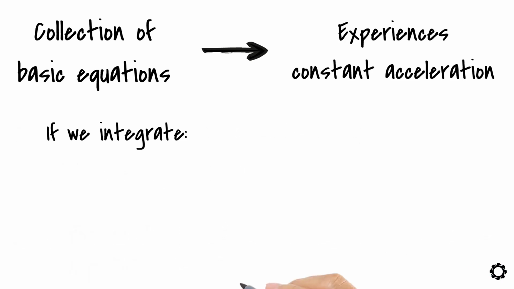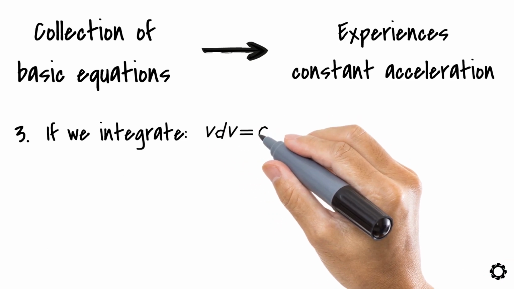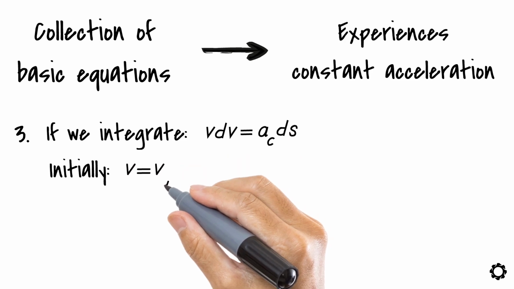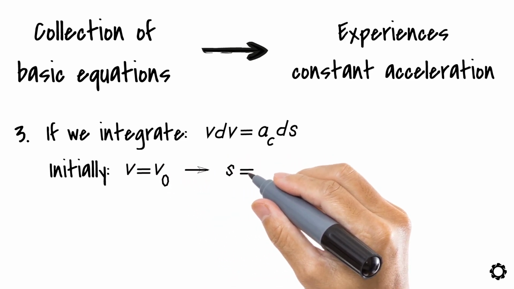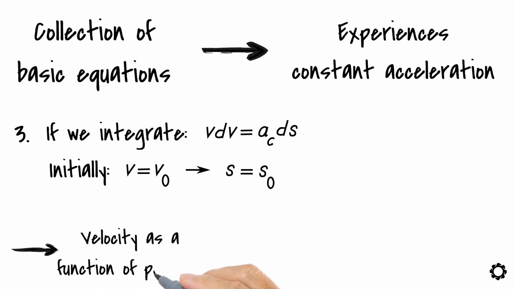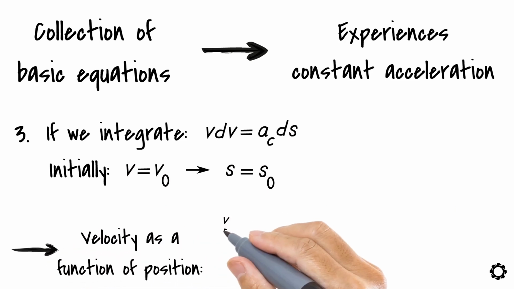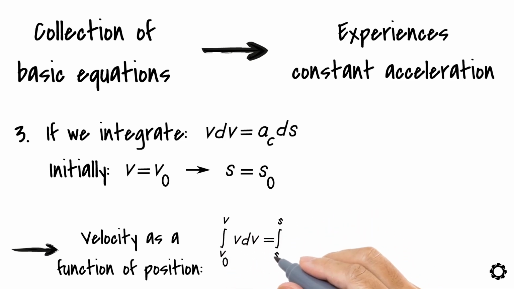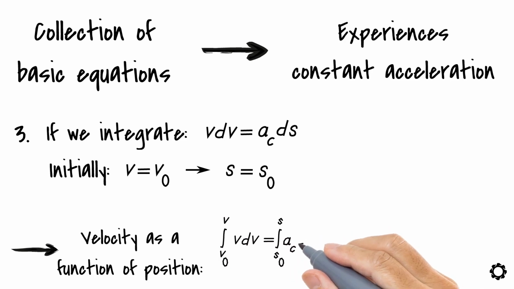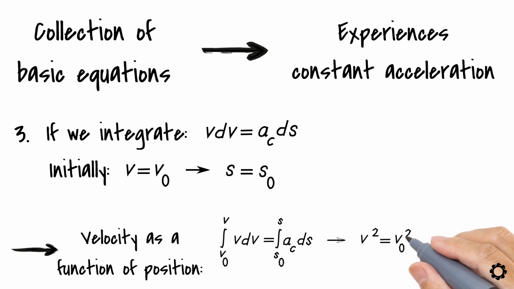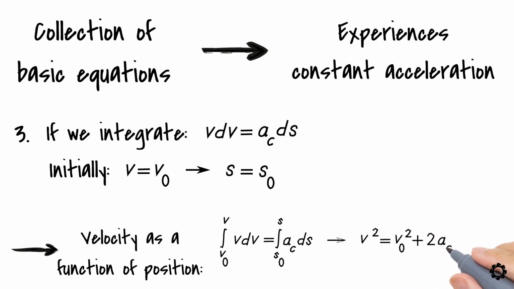So finally, if we integrate v times dv equals ac times ds, and assuming that initially v equals v0 and s equals s0, we obtain an equation for the velocity as a function of position as is shown here. Integration from v0 to v of v times dv equals integration from s0 to s of ac times ds, which gives v squared equals v0 squared plus 2 times ac times (s minus s0).